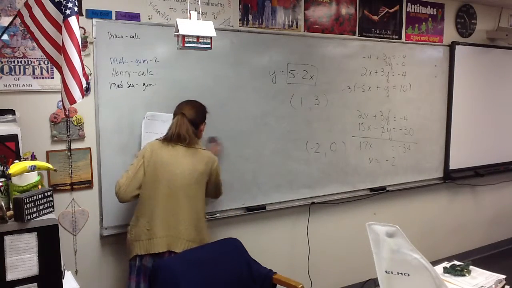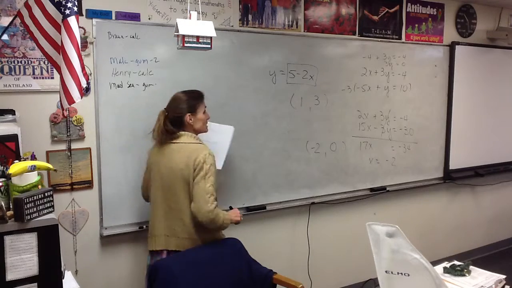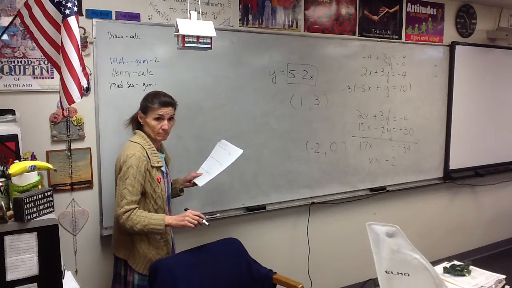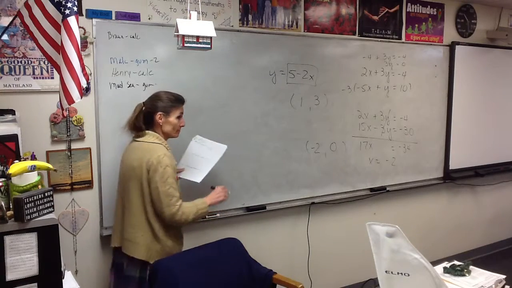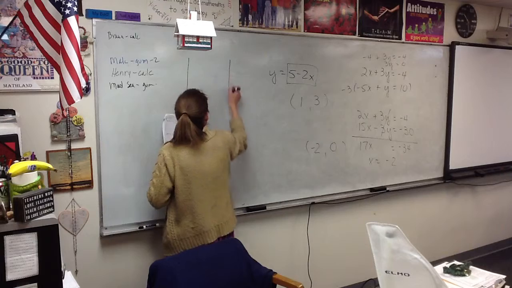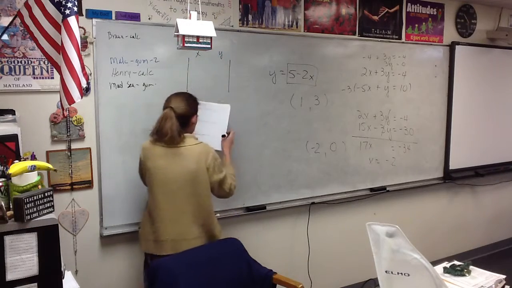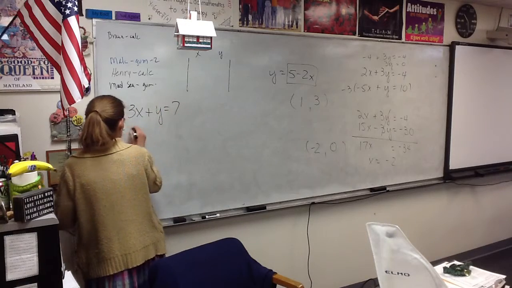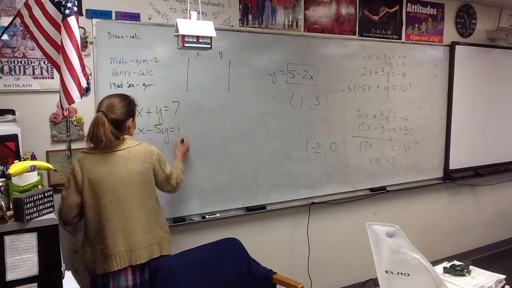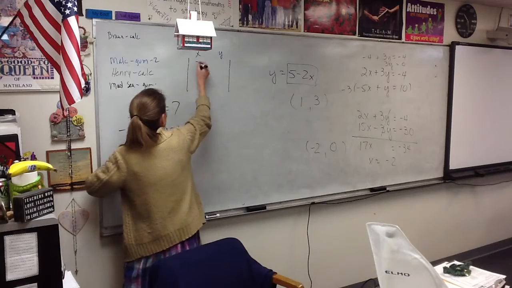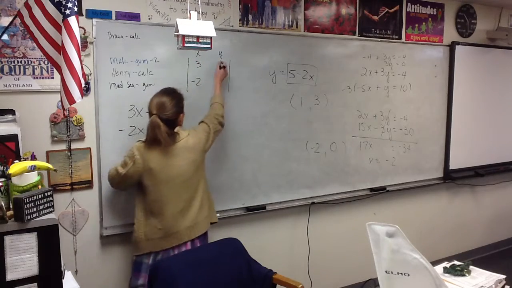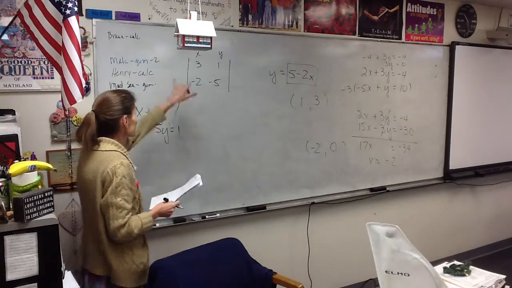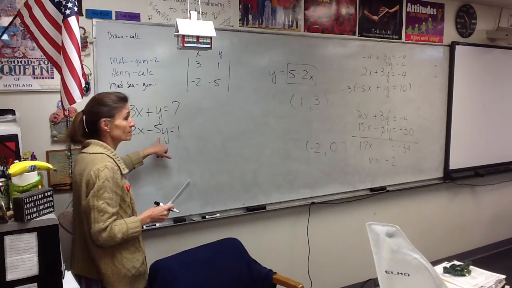Here we go with Cramer's rule. How do we start? What do we do first? Who remembers Cramer's rule? I set up a determinant of my x and y numbers. So here's my equations. My x numbers are 3 and -2, and my y numbers are 1 and -5. Everybody see what I'm doing? Making a determinant out of the coefficients.